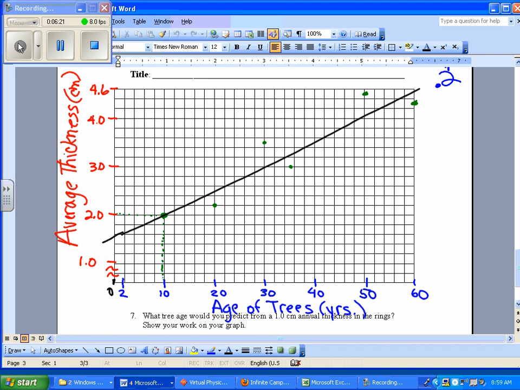What annual thickness in the rings would you predict from a tree that is 25 years old? All I do is, if I'm 25 years old, that's my x-axis. I'm just going to follow it up. This time, I'm not going to find the dot. I'm going to find the line and then read it on over, which is just a little bit above that line. That's 3.0, 3.2. I think it's between 3.2 and 3.4. So my answer would be 3.3 centimeters.